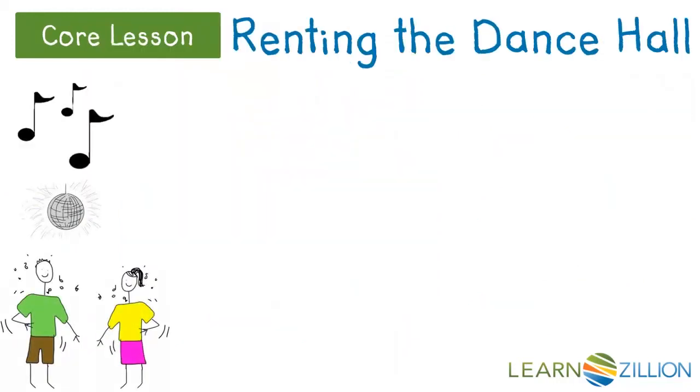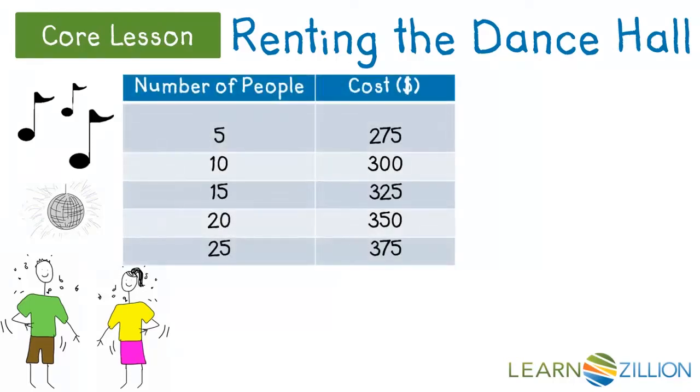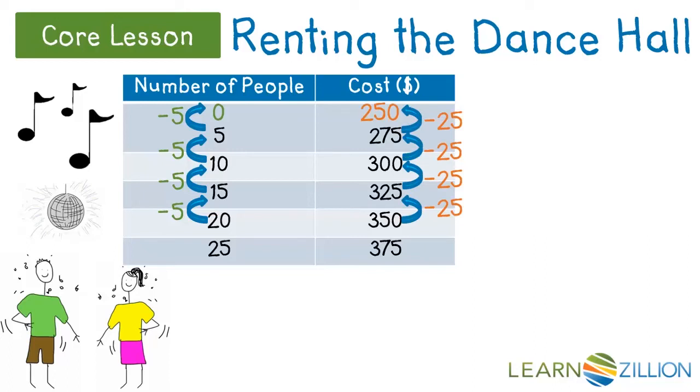The final major cost for the party is renting the dance hall. This also forms a linear relationship. Sometimes, though, the initial value and the rate of change are not easy to identify. Although this table does not tell us what the cost is for zero people, we can figure it out by working backwards. Notice how there's a pattern for people and for cost. The pattern goes by 5 for people and by 25 for cost.